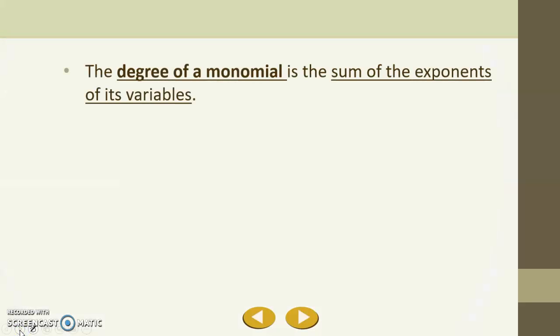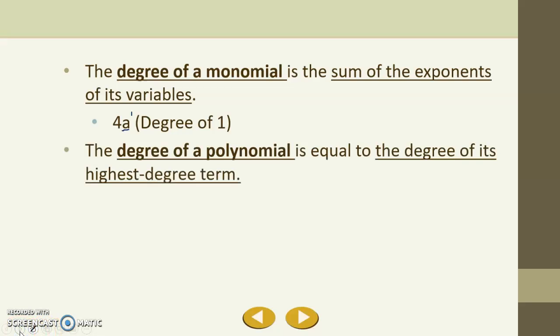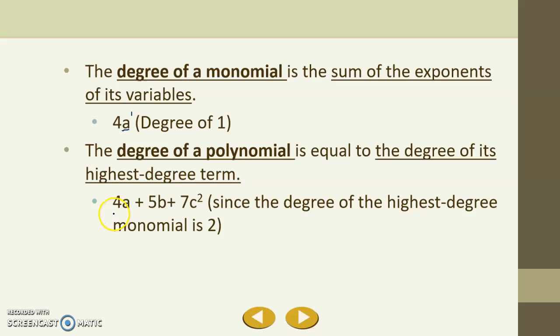The degree of a monomial is the sum of the exponents of its variables. So in 4a, a has an exponent of 1. It's implied, we don't write it, so the degree of that monomial is 1. The degree of a polynomial is equal to the degree of its highest degree term. So if we look at all these terms, 4a has a degree of 1, 5b has a degree of 1, 7c squared has a degree of 2. Since the degree of the highest degree monomial is 2, the degree of the whole polynomial is also 2.